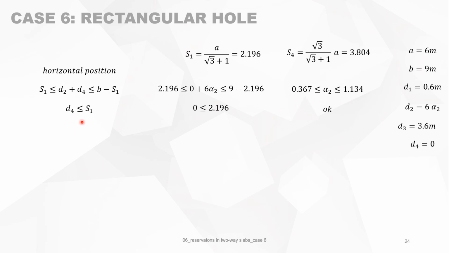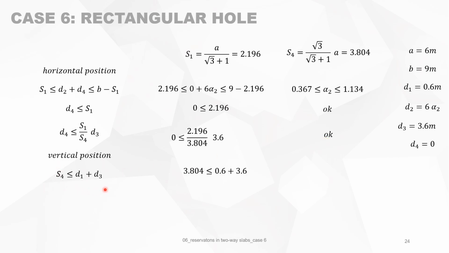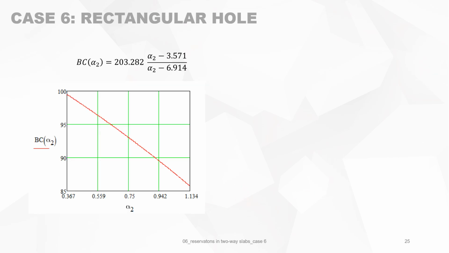D4 must be smaller than S1. Again, this is okay. D4 smaller than that. We calculate it, and this is also okay. The vertical position, S4 must be smaller than D1 plus D3. We put in the numbers, and we see, okay, this is fine. And D3 smaller than S4. Put in the numbers, this is also fine. So we fulfill the conditions for case 6.